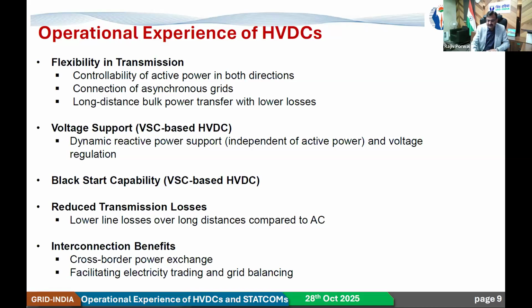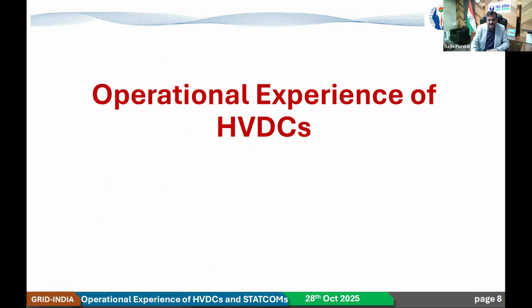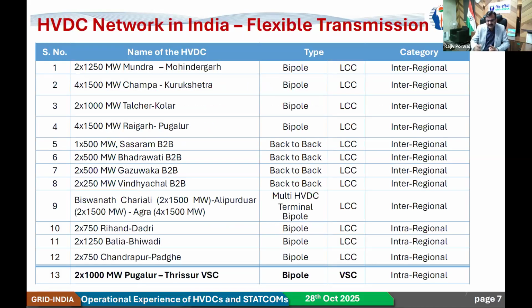So one important point in the last slide was that we have back-to-back and long distance bipoles. Some of these bipoles are 6,000 megawatt; these are multi-pole HVDCs. And one HVDC, Vishwanath Chariali to Alipurdwar, is a multi-pole and multi-terminal HVDC that we have.